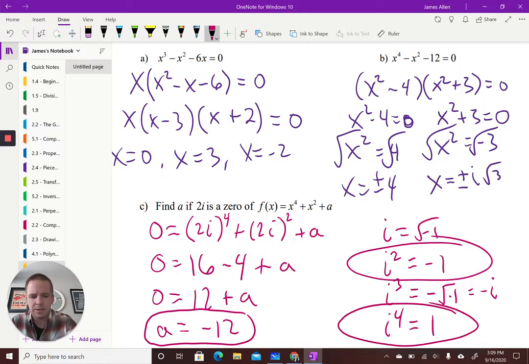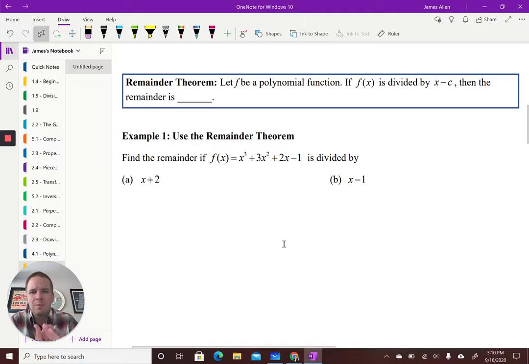All righty, let's continue. The remainder theorem says: let f be a polynomial function. If f of x is divided by x minus c, meaning like x minus 3, x minus 2, something like that, then the remainder is f of c. So what does that mean? That means that if I were to substitute c in, plug it in, the output is that remainder. So direct substitution or dividing by x minus c is going to give you that remainder.